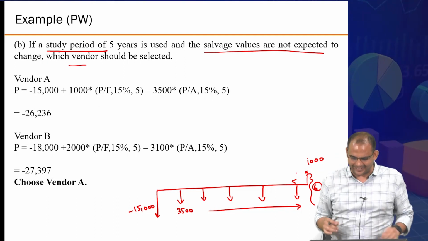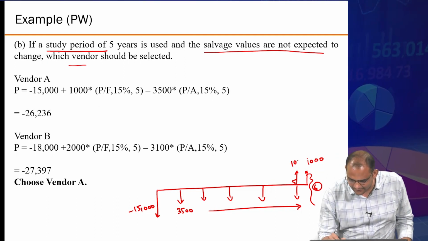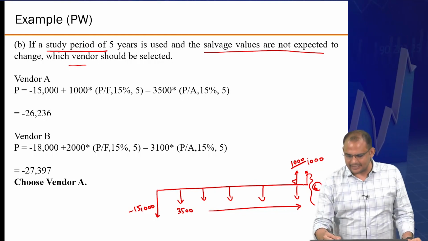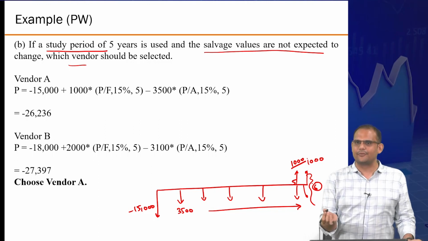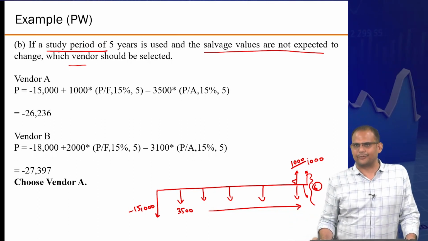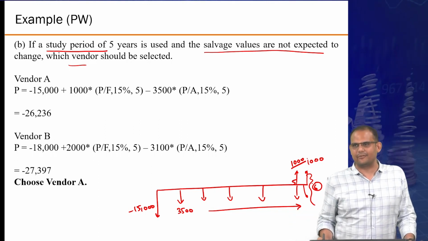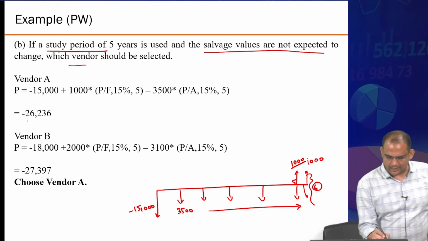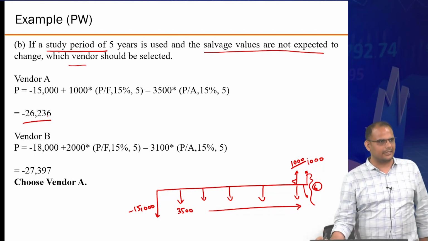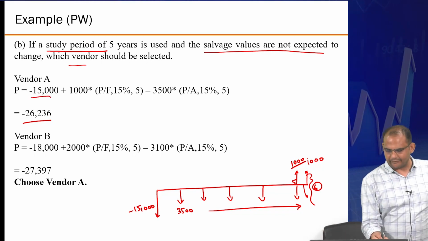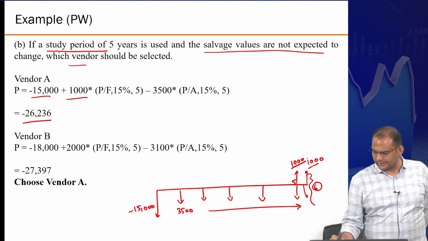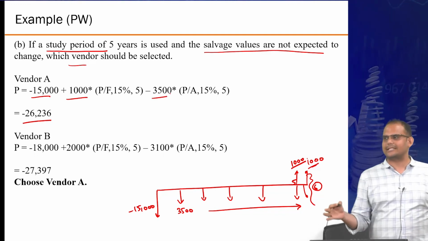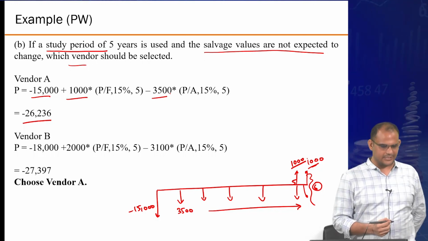Try to read it. So this is the $1,000 at the end. You are assuming that everything happens only at that point. It doesn't make sense if this asset is unused for 1 year, right? Your company may not exist after 1 year. So in this case, the value is coming out to be 26,236, right? 15,000 for this, 1,000 is the salvage value, and 3,500 for 5 years distributed as A. You are getting this value.